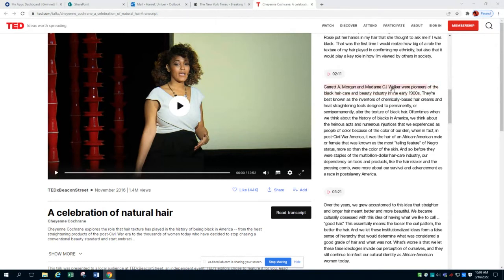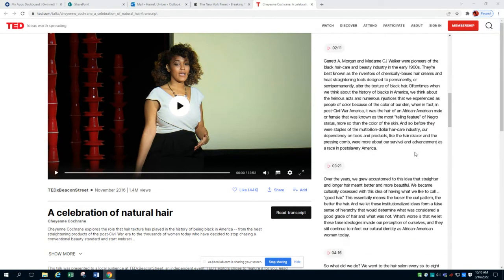Why is she doing this? What is the purpose of this whole paragraph about Garrett A. Morgan and Madam C.J. Walker, who lived in the early 1900s? Why is she putting this information here? What's the reason? Think about this like an essay. Why would you go back 100 years and put some information from back then?